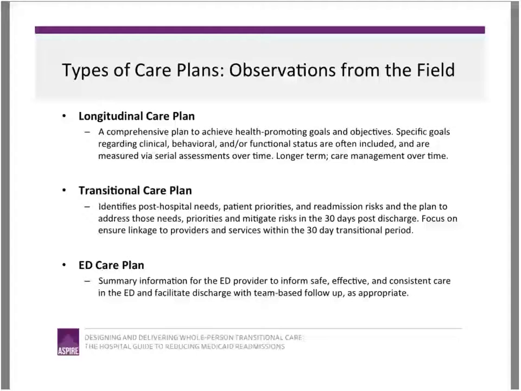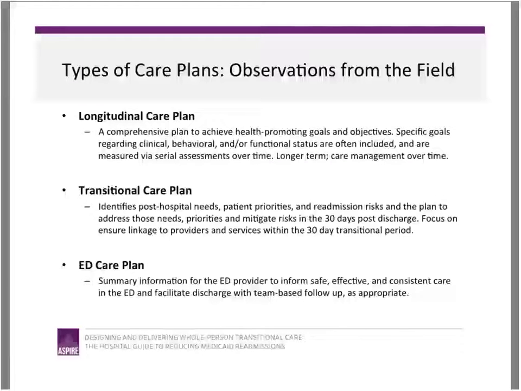So again, this information that we share here in the guide is based on our fieldwork and watching and observing care management, transitional care, and high utilizer care evolve over the past several years. We observed that there might be 3 types of care plans that are germane to high-risk, high-utilizing patients in the spirit and in this domain of reducing readmissions.